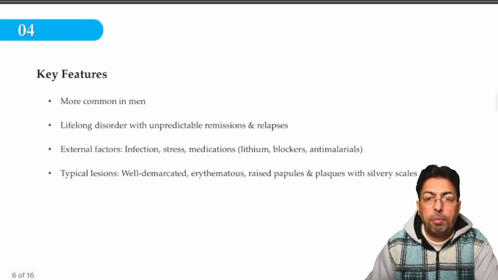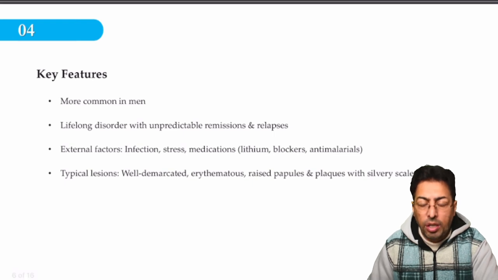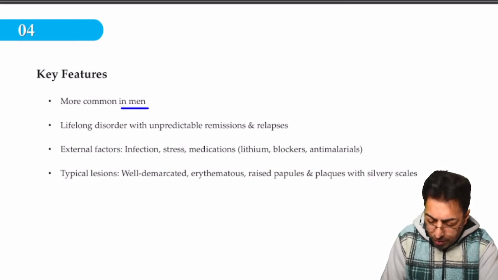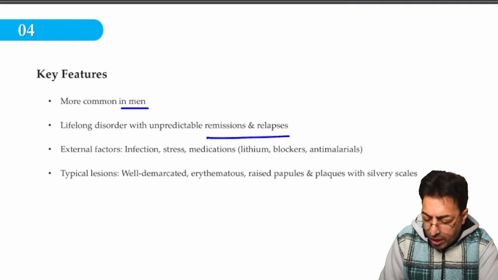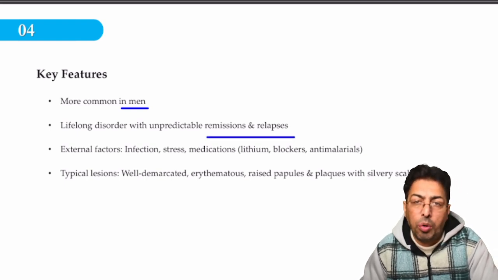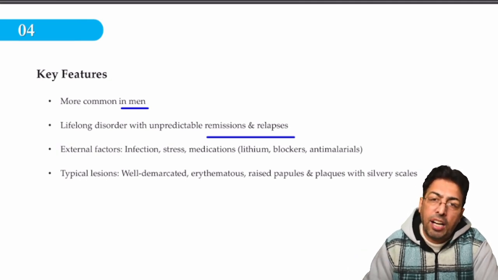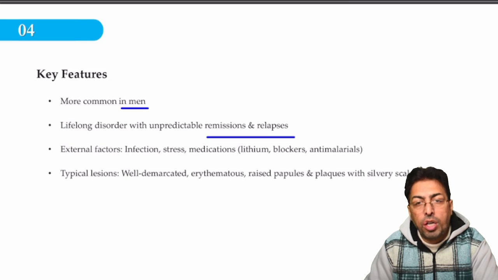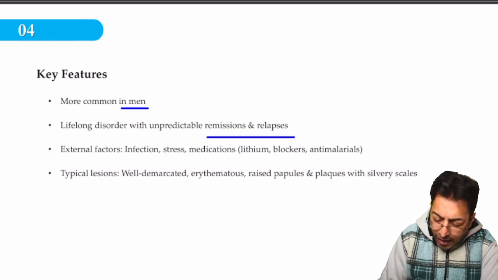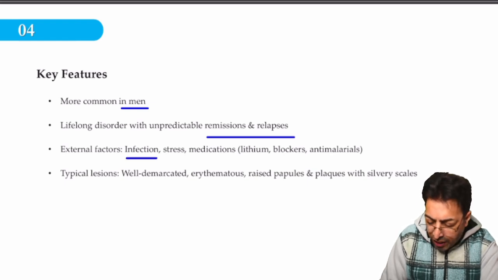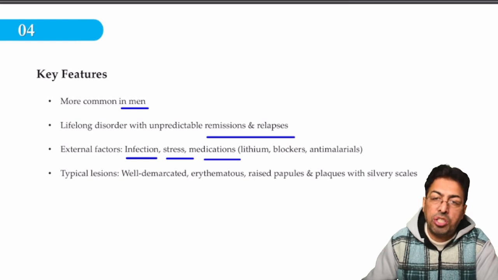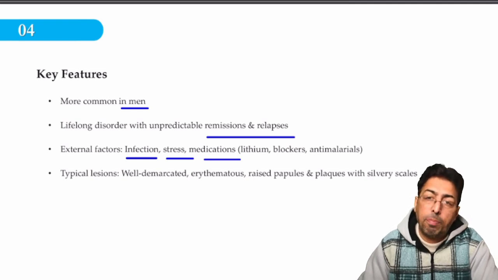So, what are the fundamental features common to psoriasis? It is common in men. There is one important thing about psoriasis: it is characterized by the presence of remissions and relapses. That's important. And external factors, infection, stress, and certain medications can exacerbate the condition.